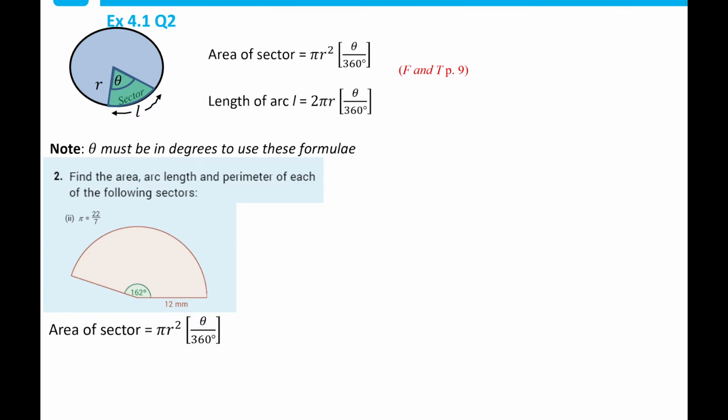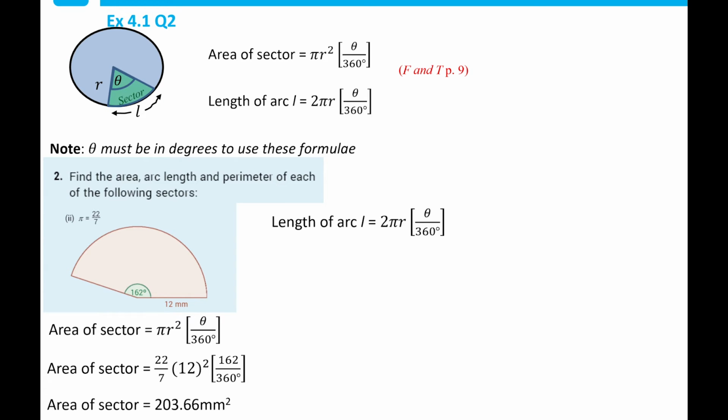Let's substitute in what we know and solve for our area. The area of our sector is equal to 22 over 7 times 12 squared times 162 over 360, where we can see in the diagram that 12 millimetres is the radius of your circle, or of your sector. Multiplying these all together gives us our area of our sector as 203.66. Our unit is millimetres, and area is always a squared value, so our unit of the area in this case is millimetres squared.